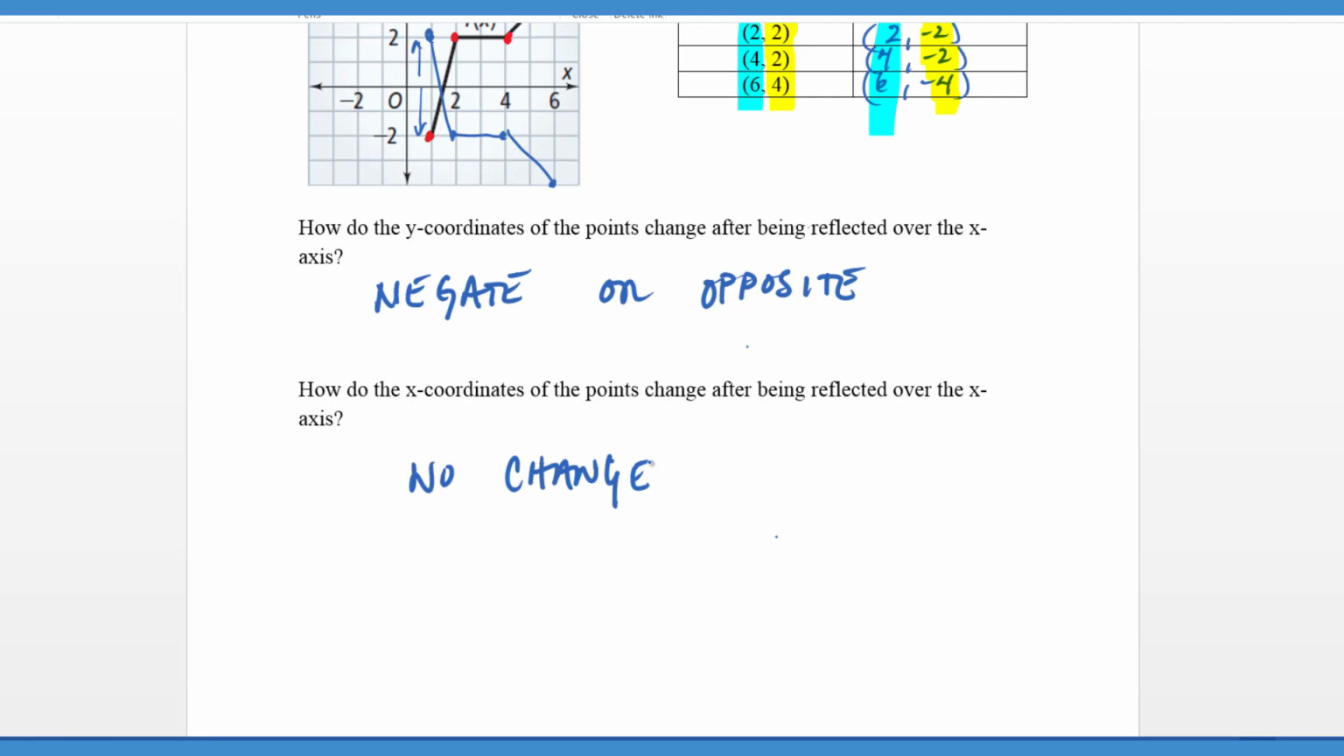Okay, so if you didn't have any trouble working that problem, you've got a pretty good basic understanding of reflection as we move into other parent functions.